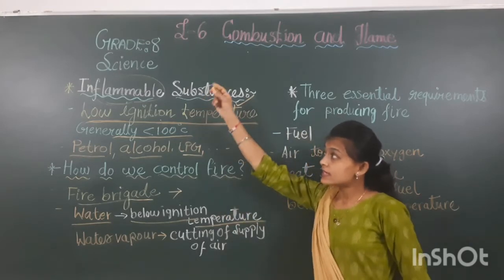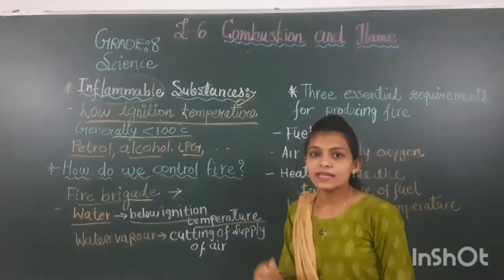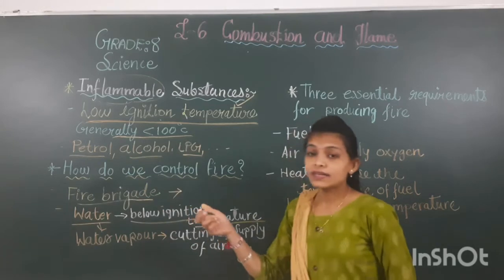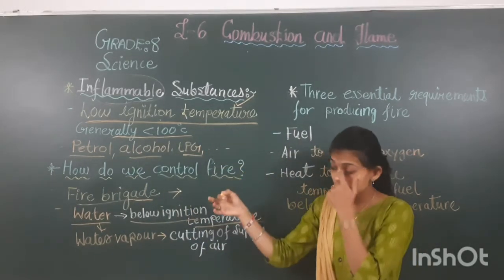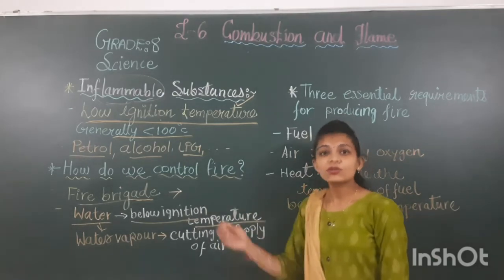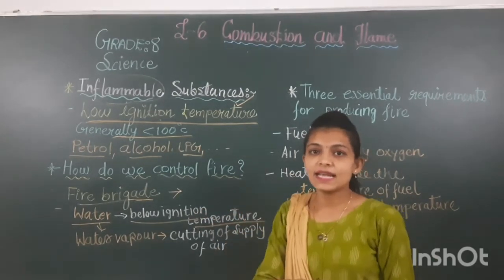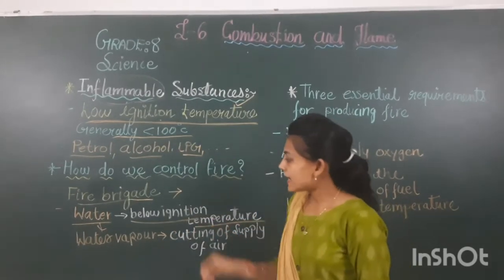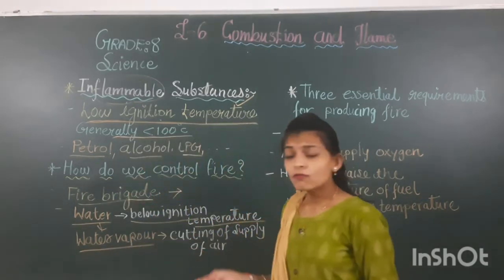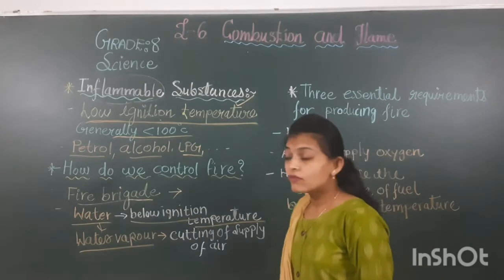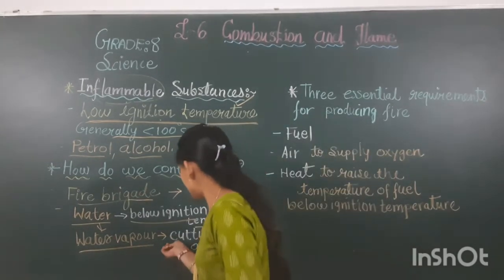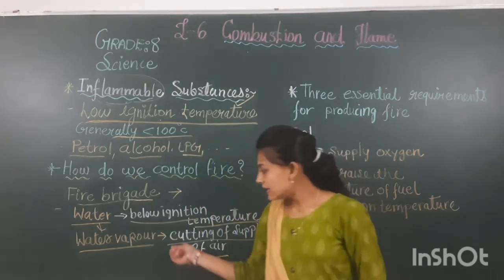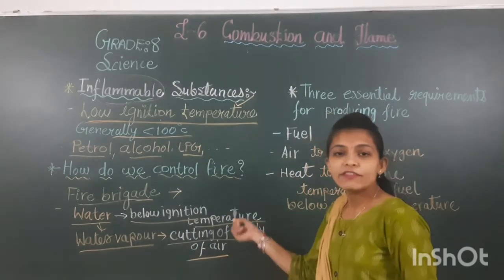What is our rule first? When a substance gets a low ignition temperature, it creates a fire. But the role of water here is that water will try to put the substances below their ignition temperature. So taking it below the ignition temperature, the fire will slowly be extinguished. And the next thing is water vapor. What is the role of water vapor? Water vapor will cut off the supply of air from the atmosphere.